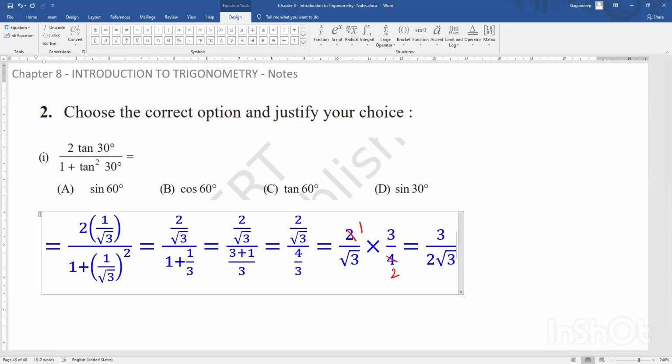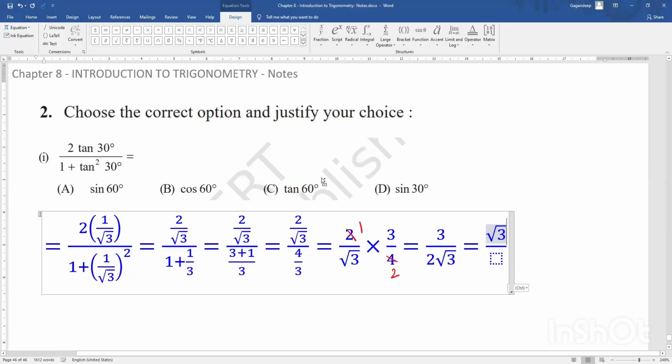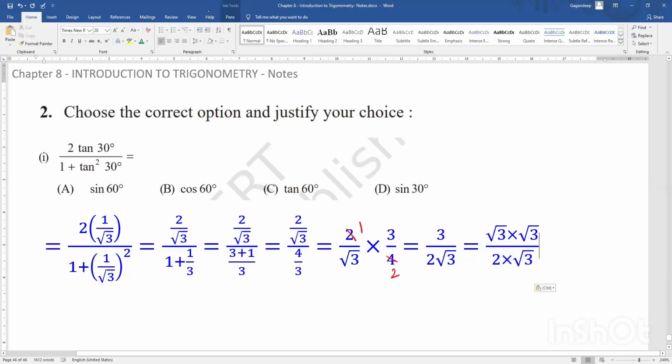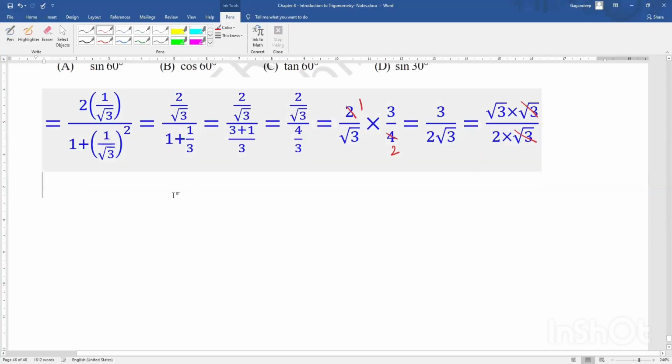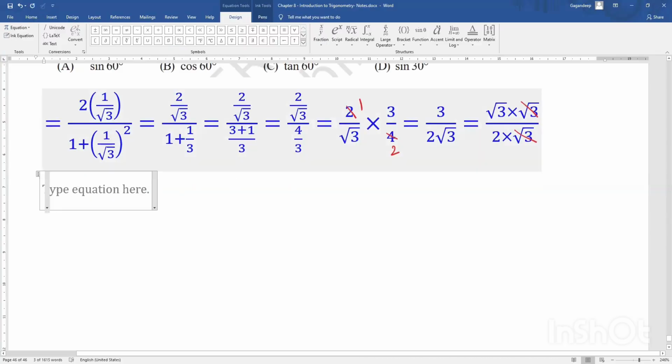Now this one further, you can write 3 as root 3 into root 3. So that is the adjustment I make here. So we can write this as root 3 into root 3, and denominator write it as 2 into root 3. Now we can cancel off root 3. So let me cancel it. Root 3 is gone. Then what happens here? It will be root 3 by 2.